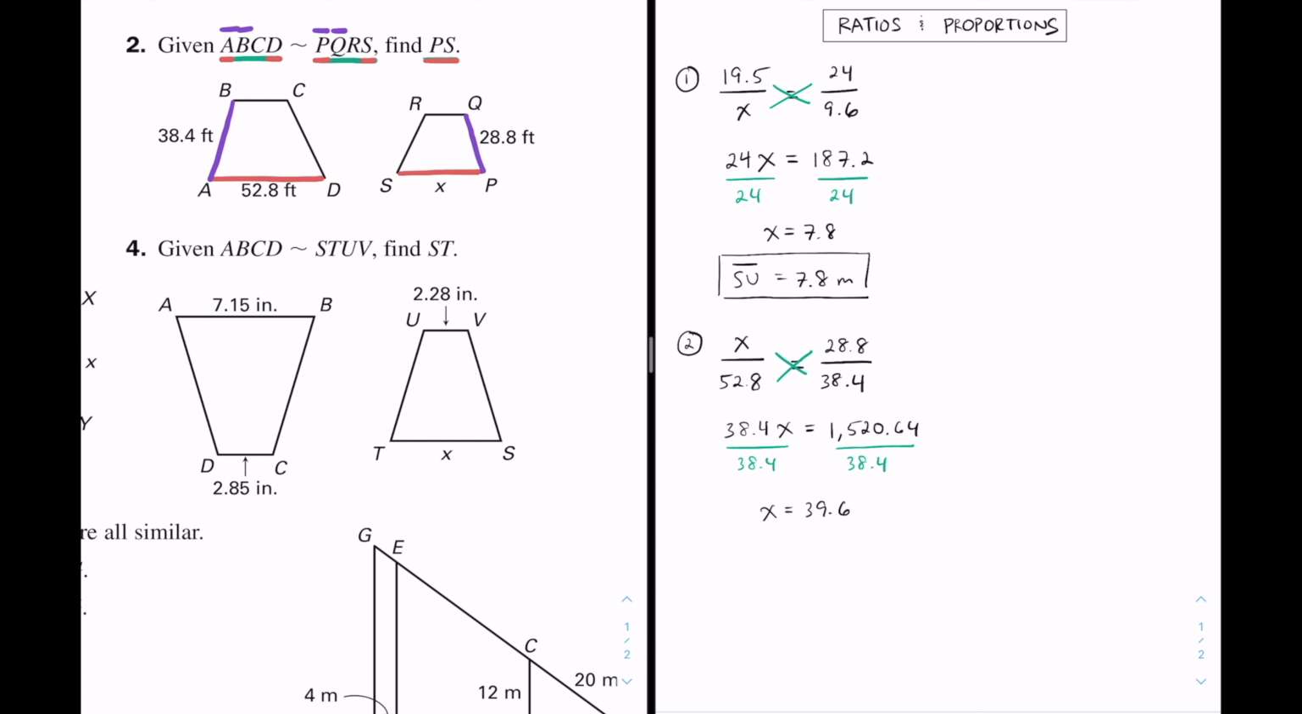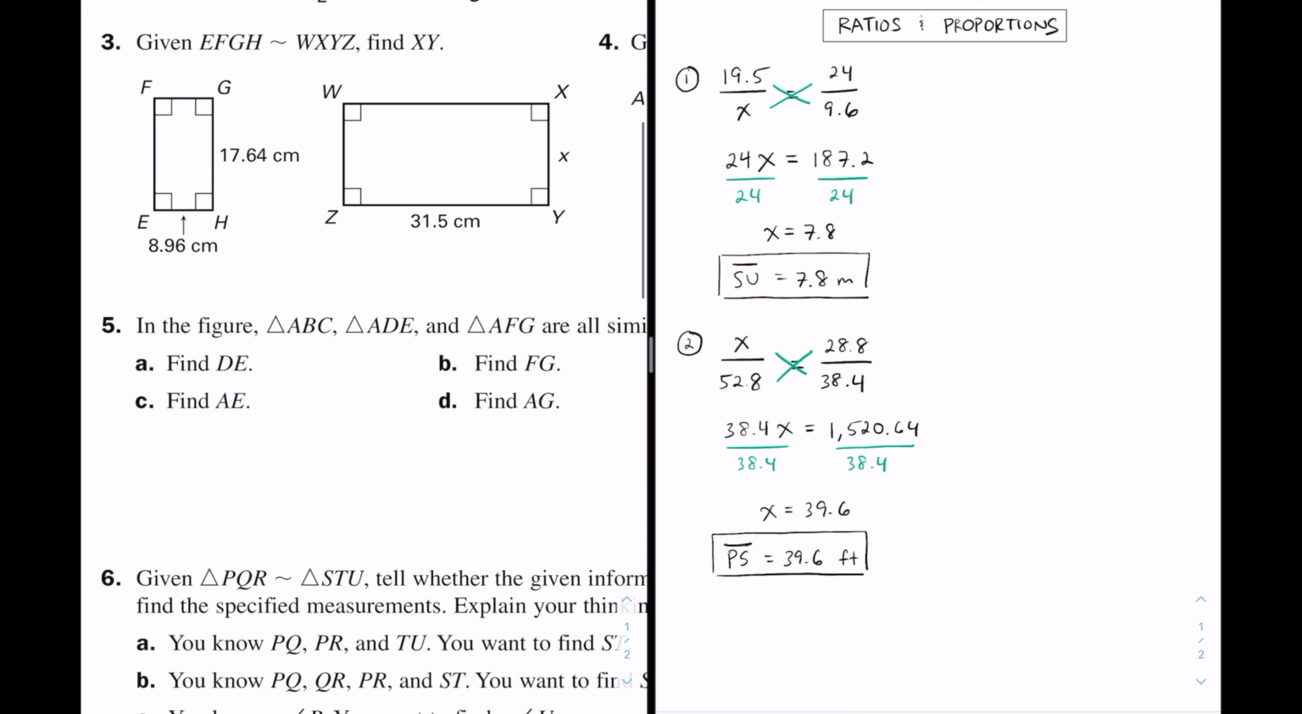But what is that really telling us? We were looking for PS, right? PS, we substituted in for the value of x. That's equal to 39.6. And I think we're talking about feet here, so those are our units that we should label it with. Alrighty, let's check out number 3.